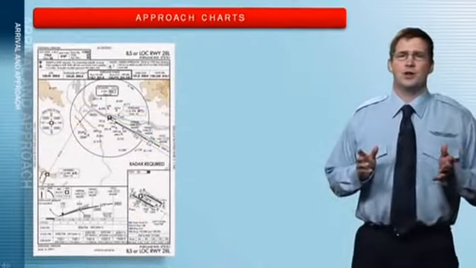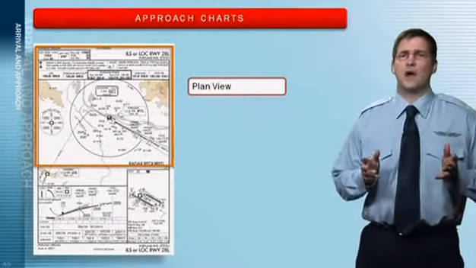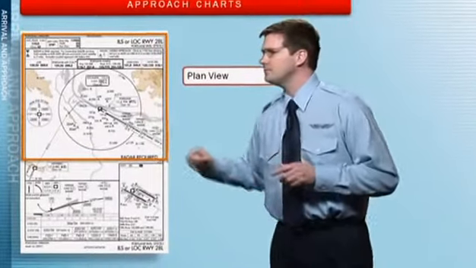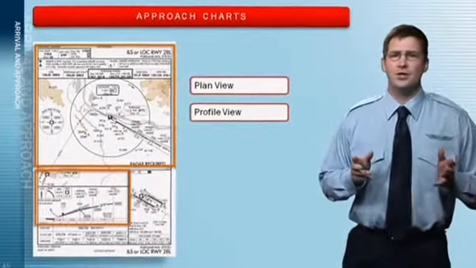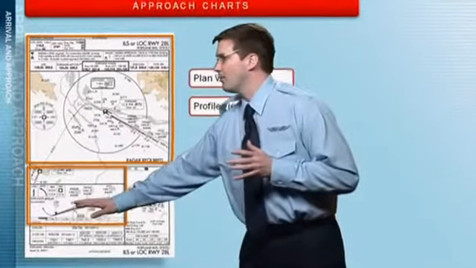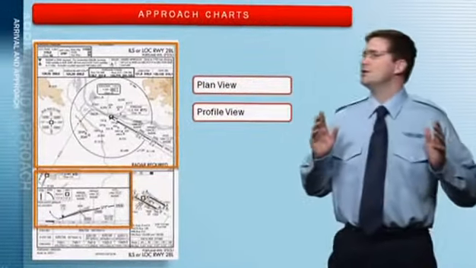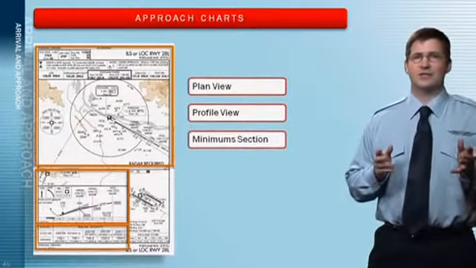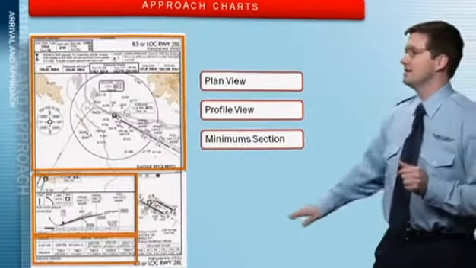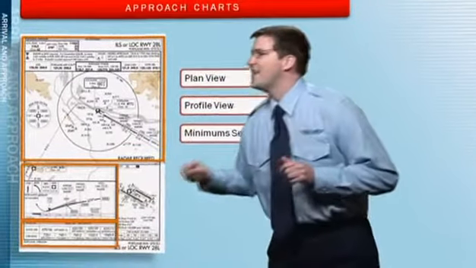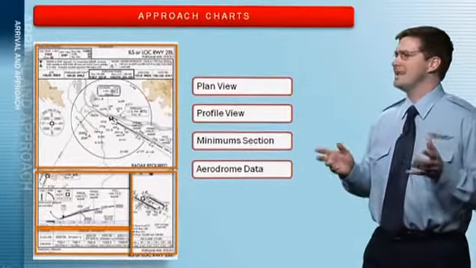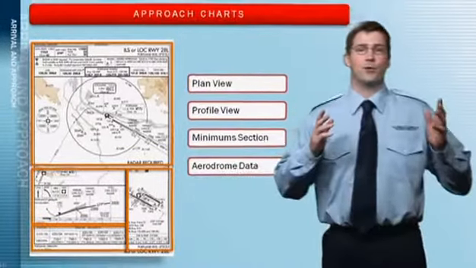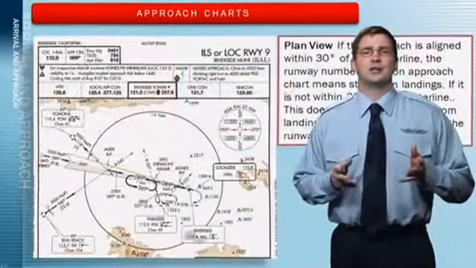This section on the approach chart is what we call the plan view, which is always the largest section showing an overhead view. Here's an example of the plan view right there. Now, the profile view shows how to fly the vertical descent. This is the profile view right here, and it shows how we fly the vertical approach to the airport. Now, the minimum section shows the visibility and descent limitations. We can see that section down here. And then the aerodrome data, also referred to as the airport diagram right here, provides useful information regarding the airport surface.